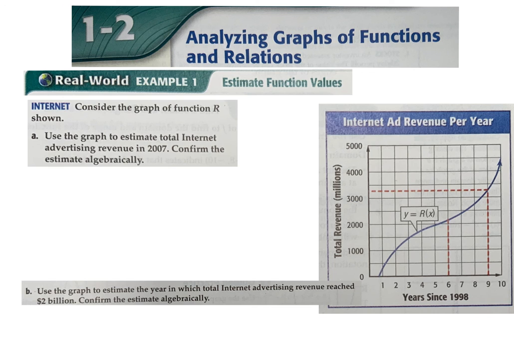Let's look at the first example here. It says, consider the graph of function r, which is shown. What they're talking about here is internet ads revenue per year. Years since 1998. This makes sense that it's going up, right? And total revenue in millions is on the left-hand side.